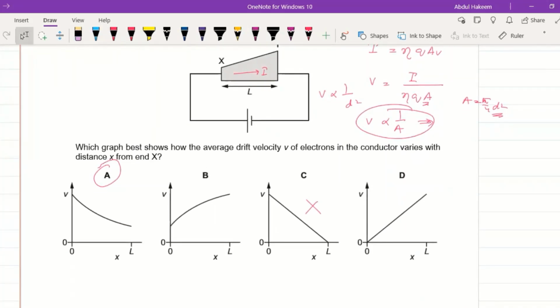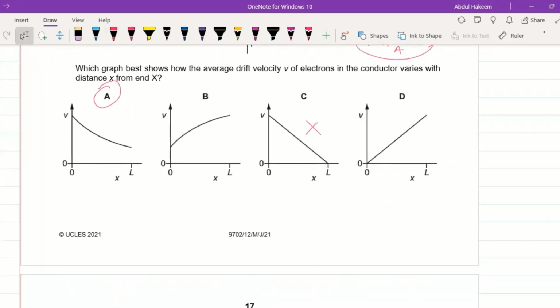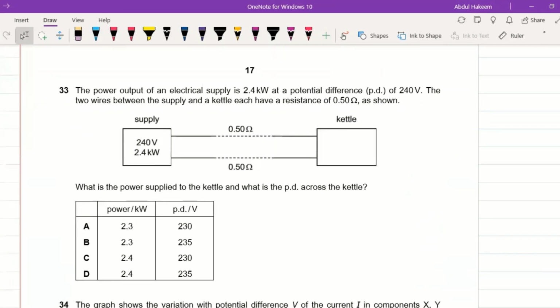Right, because with the length, the area is gradually increasing, so the velocity is decreasing. I think it's understood. Next, number three.